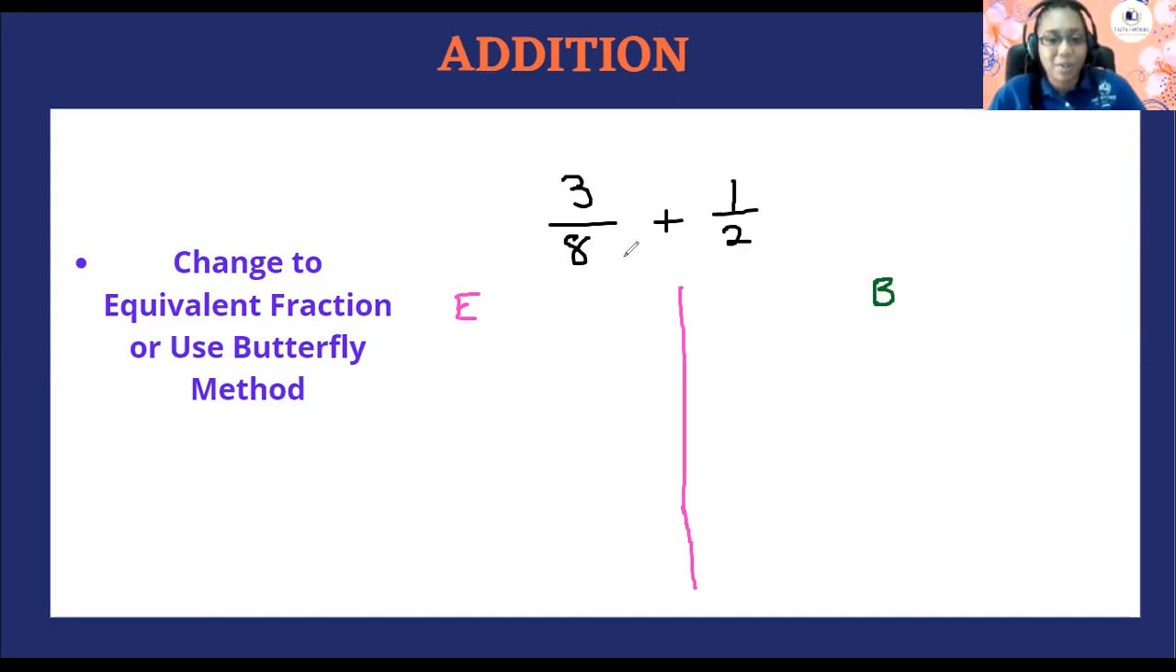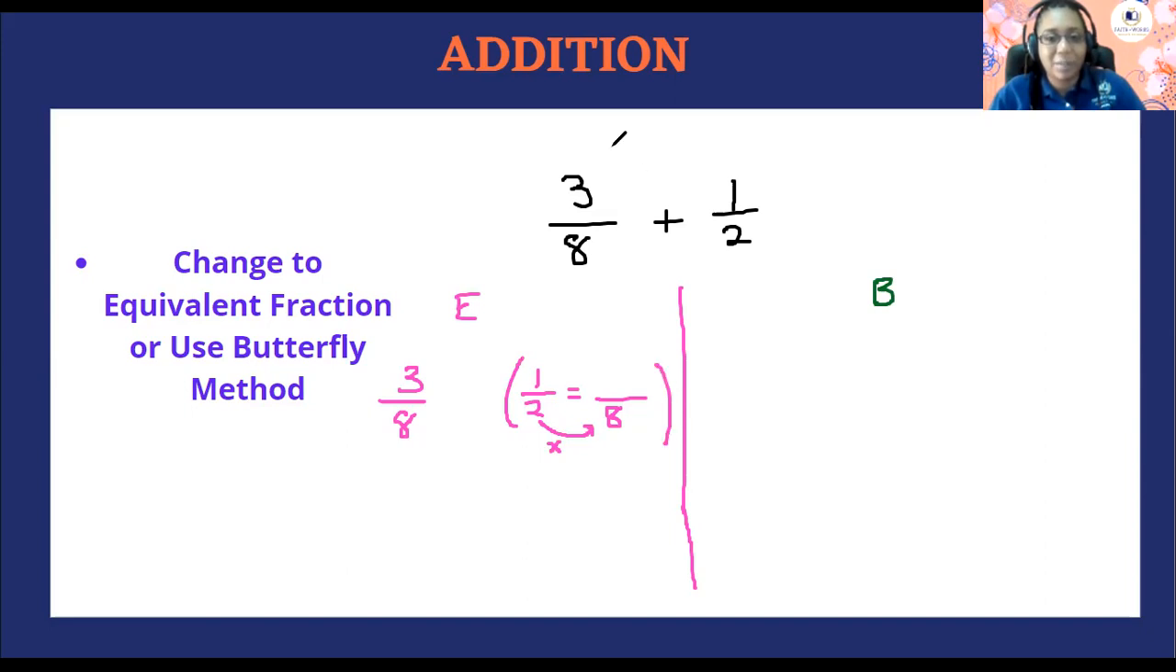So 2 can go into 8, so we can leave 8 by itself. 2 is a factor of 8, so that remains the same. We need to change 1/2. With equivalent fractions, whatever you do to the bottom, you have to do to the top. So to go from 2 to 8, we have to multiply by what number?